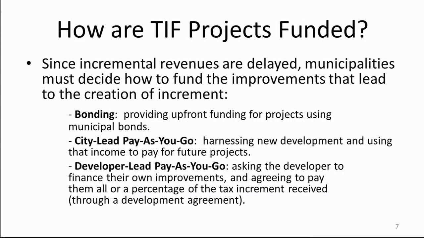How are TIF projects funded? Since incremental values are delayed, municipalities must decide on how to fund the improvements that lead to the creation of the increments. You can do one of three things. You can bond for upfront funding for projects using municipal bonds. You can do what's called city-led pay-as-you-go, harnessing new development and using that income to pay for future projects. And then you can do developer-led pay-as-you-go, asking the developer to finance their own improvements and agreeing to pay them back all or a percentage of the tax increment received over a certain amount of time.